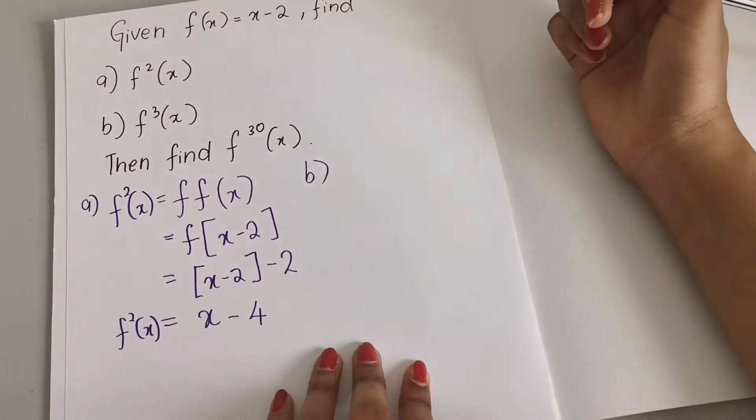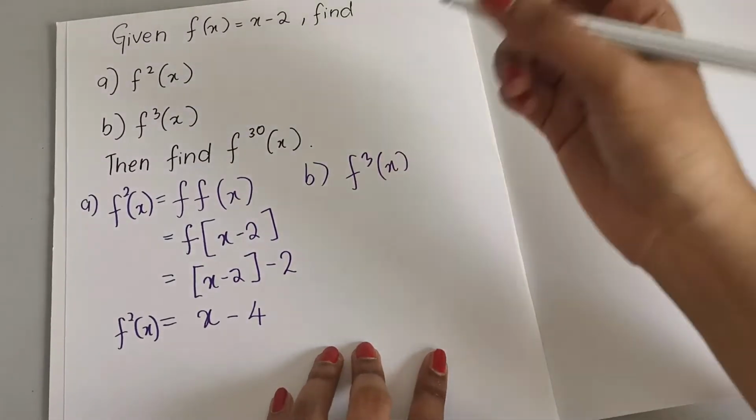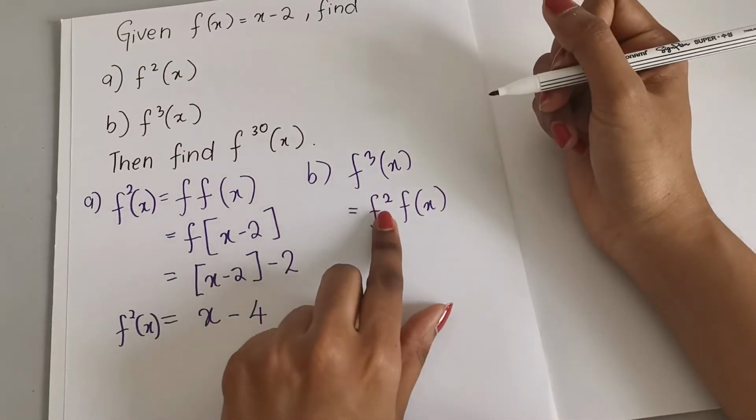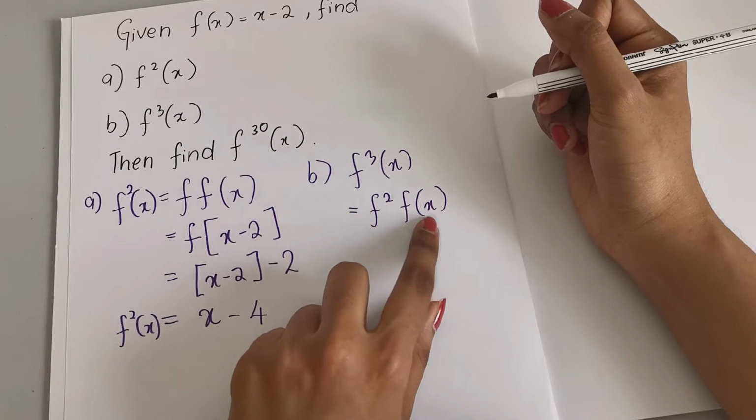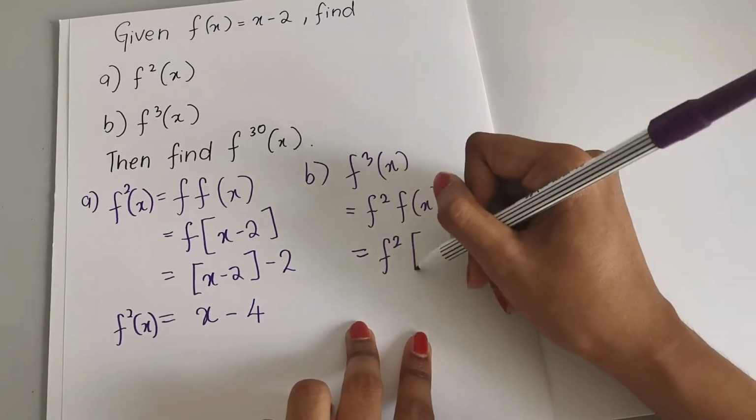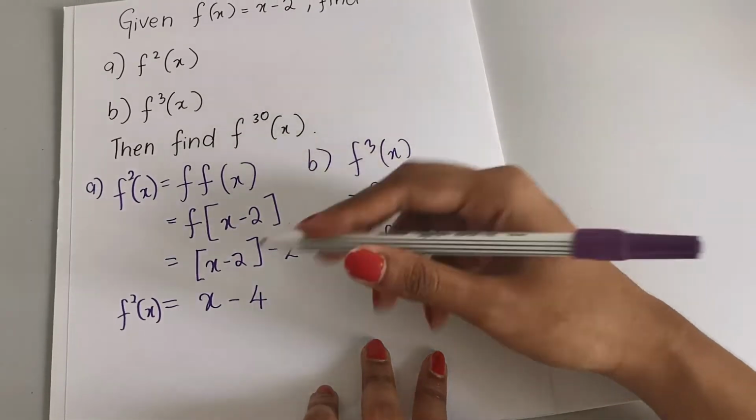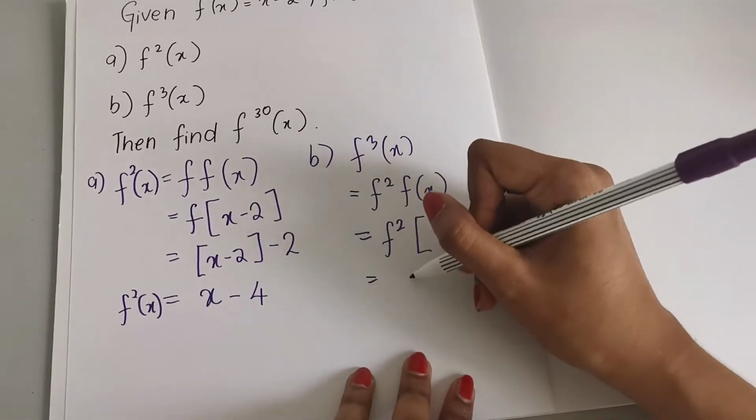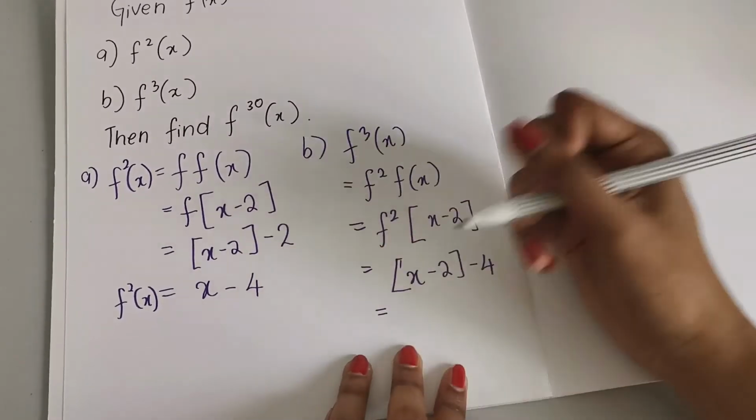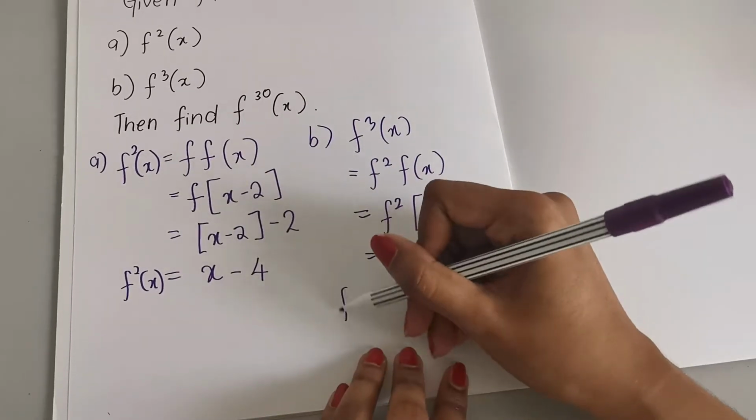For part B, we are going to find f cubed. Now what is f cubed? f cubed is actually f squared of f(x), because here the power is 2, here the power is 1, so 2 plus 1 we obtain 3. So it will be f squared of f(x), where f(x) is x minus 2. Now we substitute this value into f squared, since we already obtained it previously. So it's going to be x minus 2 minus 4. Now what is the value here? The value will be x minus 6.